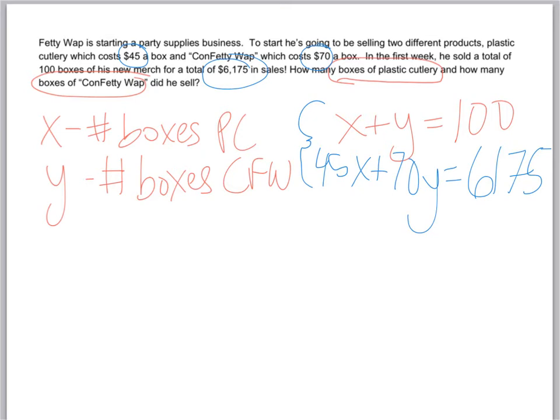That was a terrible little bracket there. I feel like I want to try that again. That was just awful. There we go. That's a little better. Okay. That's our system. Now we need to solve this system.